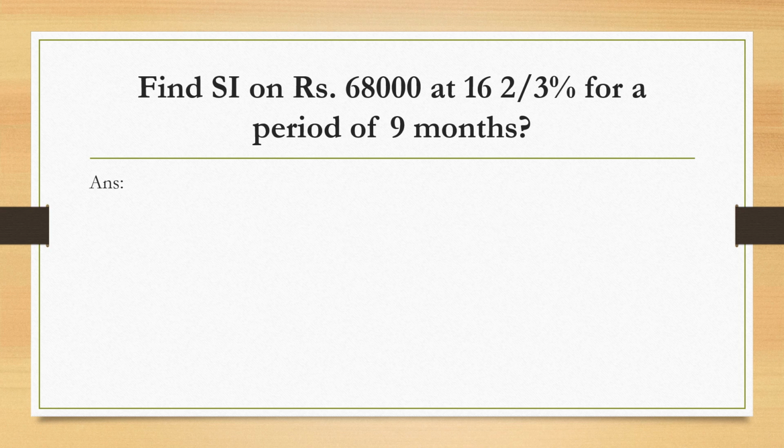Find simple interest on rupees 68,000 at 16 2 by 3 percent for a period of 9 months. We know that the equation to find the simple interest is PNR by 100. Here we can see that P is 68,000. The rate is 16 2 by 3. It can be written as an improper fraction.